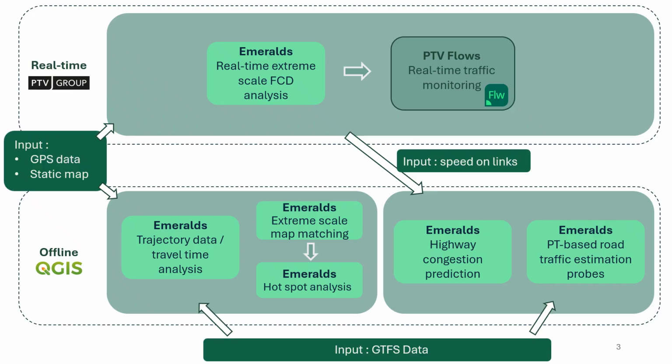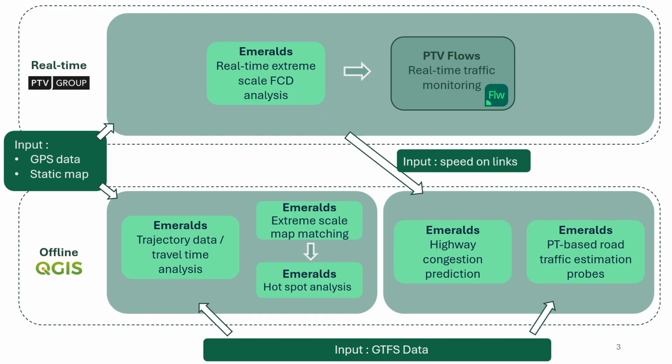In this work, we validated 6 MOs modules. The validation is structured into 2 main parts: a real-time component that you can see at the top of the slide, and an offline component that you see at the bottom of the slide. In terms of input data, we used GPS data from cars and a static map of the city. This input data is feeding the real-time component of this work, which includes the extreme scale FCD analysis that is integrated into PTV Flow's product, the traffic monitoring and visualization tool.